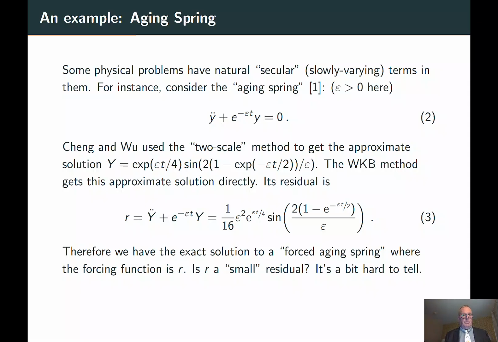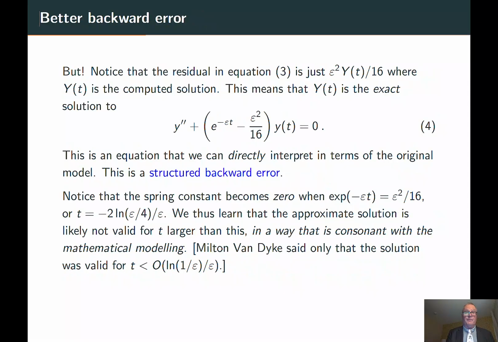Its residual: you take our putative solution, this ugly formula, differentiate it twice, and you add e to the minus epsilon t times y times that, and you get 1 over 16 epsilon squared e to the epsilon t over 4 sine of blah. Therefore, we have the exact solution to a forced aging spring where the forcing function is r. Is R a small residual? I don't know. It's a bit hard to tell whether that's small or not. But notice that the residual is just epsilon squared over 16 times the putative solution.